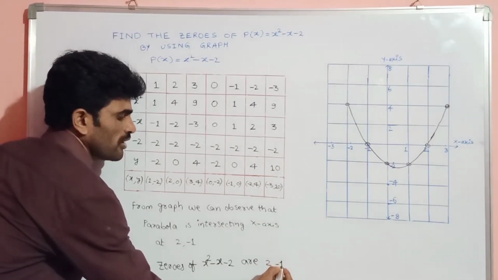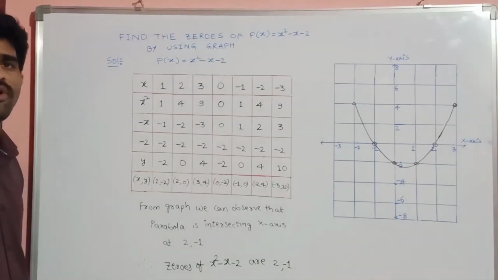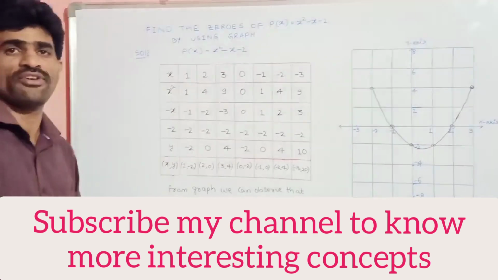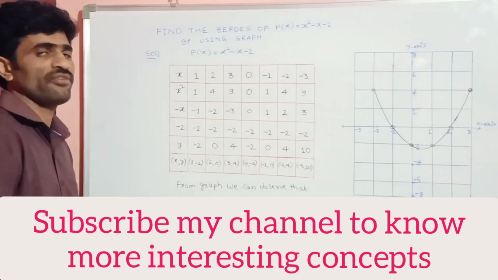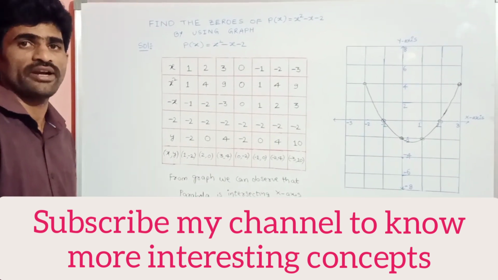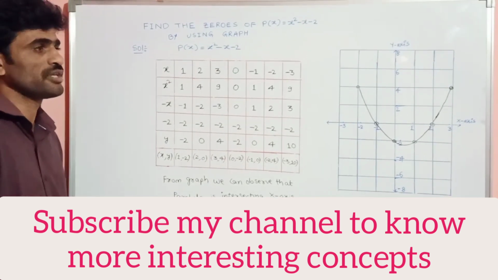2 comma minus 1. I hope you all understood how to draw the graph of a parabola, that is, the graph of a polynomial, and how we can find the zeros of the quadratic polynomial by using the graph.